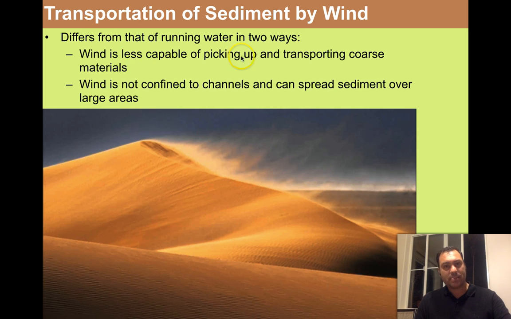So wind is less capable of picking up and transporting coarse materials. It doesn't have a whole lot of density to it compared to water. Wind is not confined, however, right? It's just different from water. So wind is not confined to channels. It can spread sediment over very large areas. It can even spread it across the ocean, right? It doesn't necessarily need to be down low near the ground. It can take things very far. And we can see this example here. Here's a sand dune. This is the Sahara Desert. And we see the wind is kicking this stuff up and taking it well off to the east. Or in this case, I'm saying east, I mean off to the right.